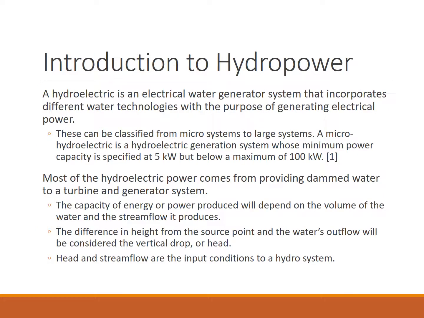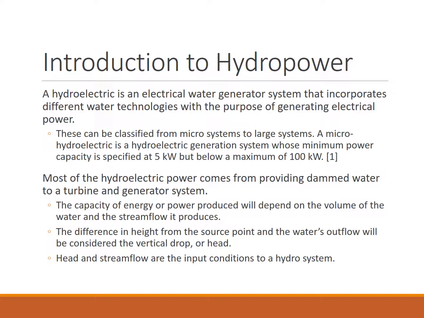So here's a small introduction to hydropower. A hydropower system ranges anywhere from 5 kilowatts to 100 kilowatts. Most of the hydroelectric power comes from providing water into the turbine and the generator system. So this is really important. There are two critical inputs to a hydropower system, and these are the values that you can adjust. It's the stream flow that you're providing to the turbine and the head that you're providing to the turbine.